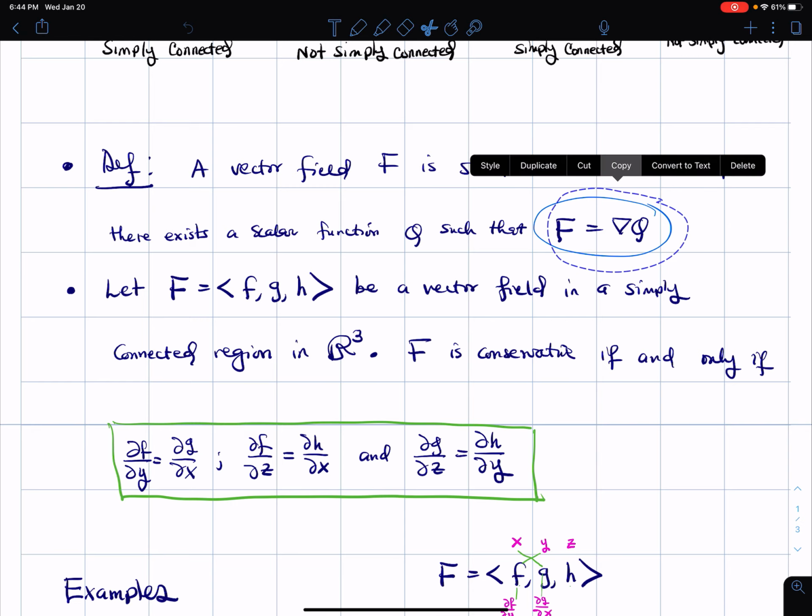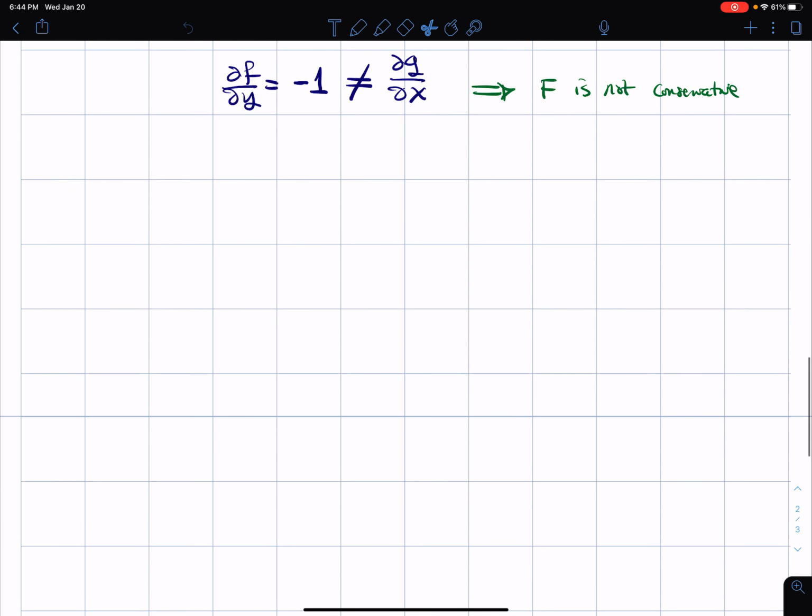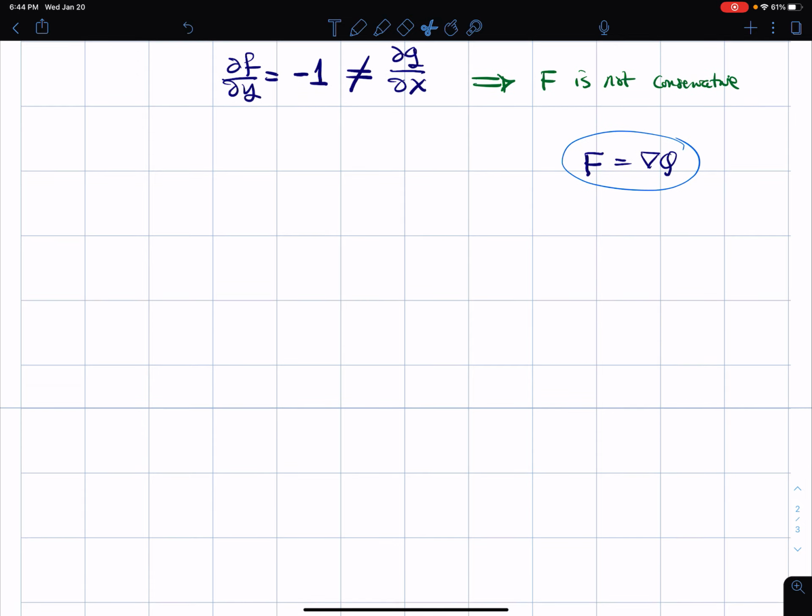Let's copy this. Paste it here. This is the definition we're working with. How far can we get with this? What would you do with this?